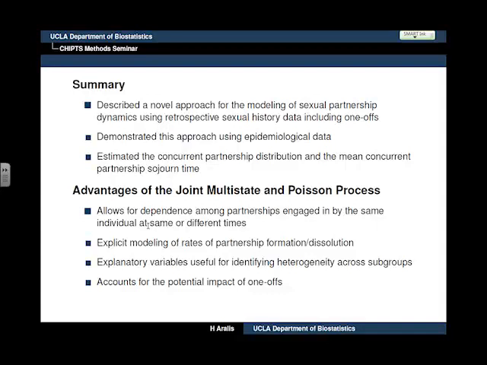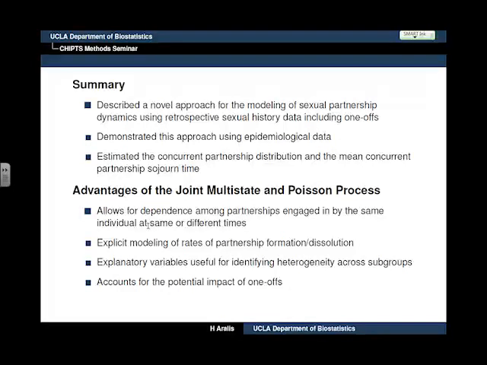We built a model that allowed for that dependence among partnerships engaged in by the same individual at the same or different points in time. We explicitly modeled rates of partnership formation and dissolution, and then we constructed a model that's flexible enough to include explanatory variables and to account for the potential impact of one-offs.